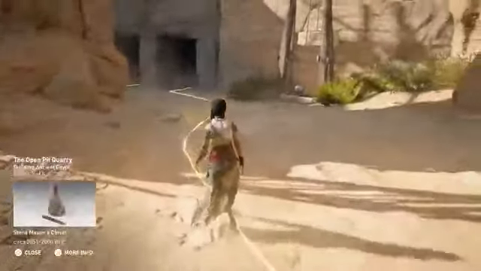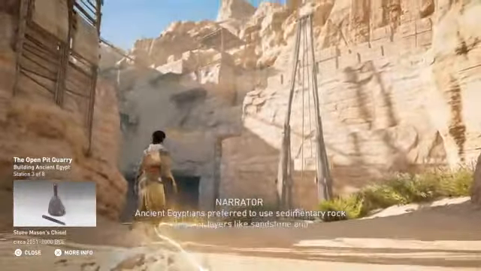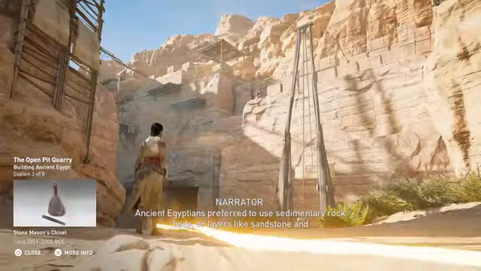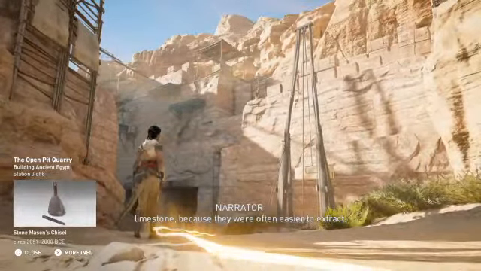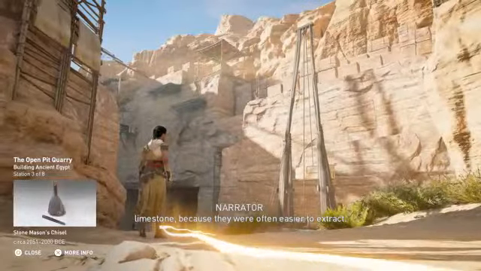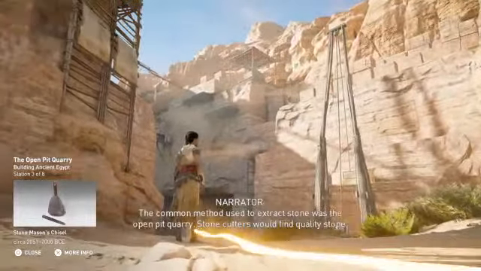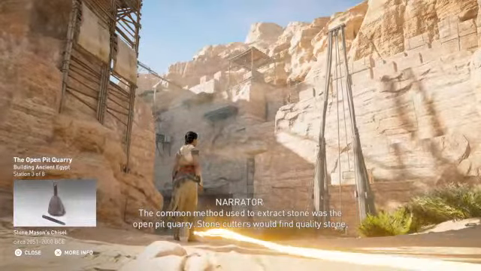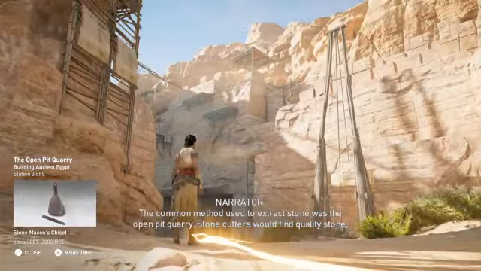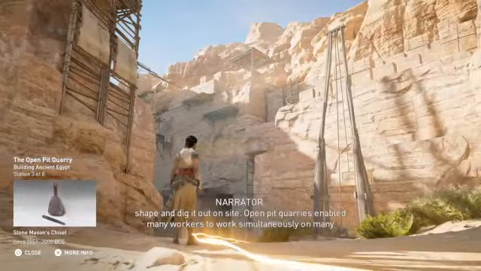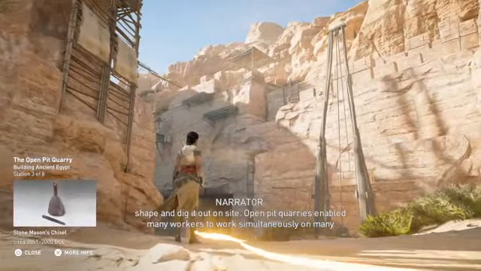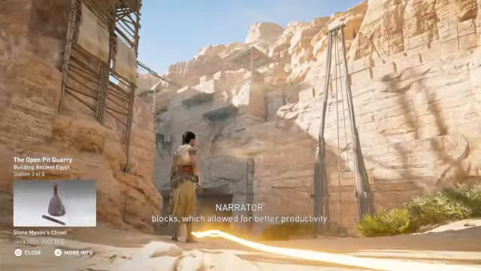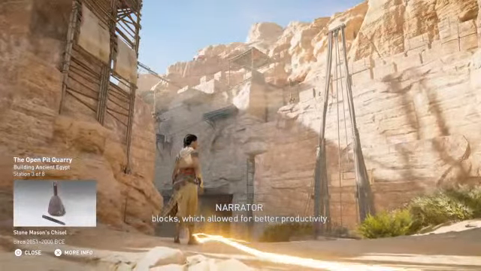Ancient Egyptians preferred to use sedimentary rock beds, or layers, like sandstone and limestone, because they were often easier to extract. The common method used to extract stone was the open pit quarry. Stonecutters would find quality stone, shape, and dig it out on site. Open pit quarries enabled many workers to work simultaneously on many blocks, which allowed for better productivity.